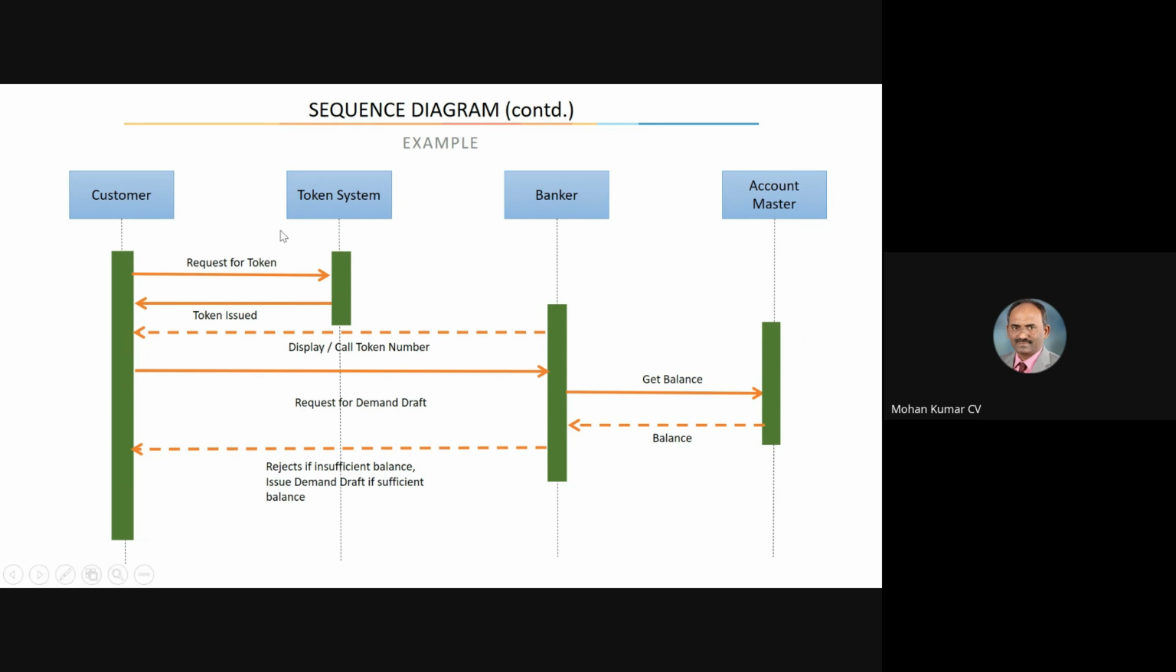So different actors are here. The token system is there, the banker is there, the account master is there. In case you wish, you get the balance also. So that's how you are putting the different steps. If you see the steps: request for token, you got the token, go to the counter. Now the banker calls you, you go to the counter, request for demand draft, you got the demand draft. Got it? Does he understand? Yes. This is called a sequence diagram. Is that clear now? Yes, thank you. Okay. Notation is important for all these things. What you need to look for is the notation, how it is represented.